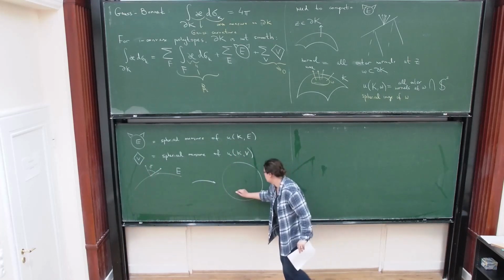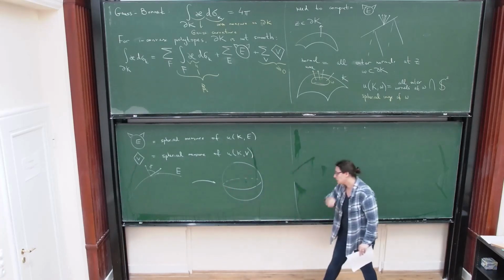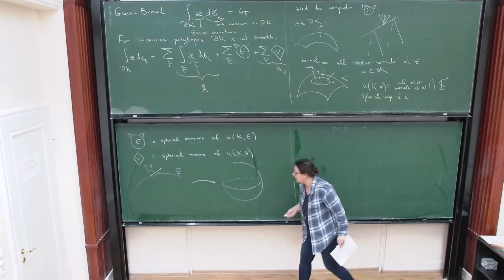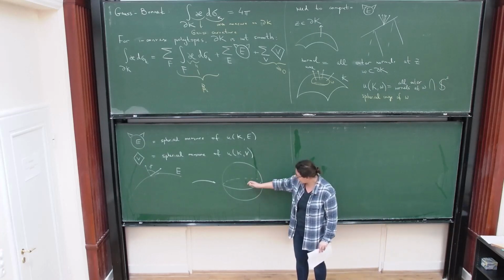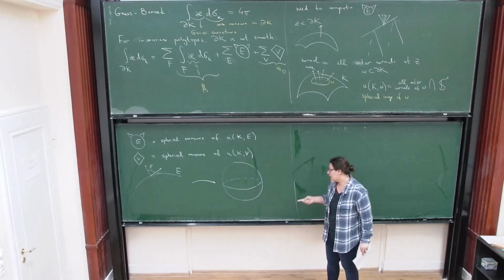So I have the sphere, and this is my equator. I want to map them on the sphere in such a way that they span some region here, right? I want to compute this region here. So how do I compute this region?